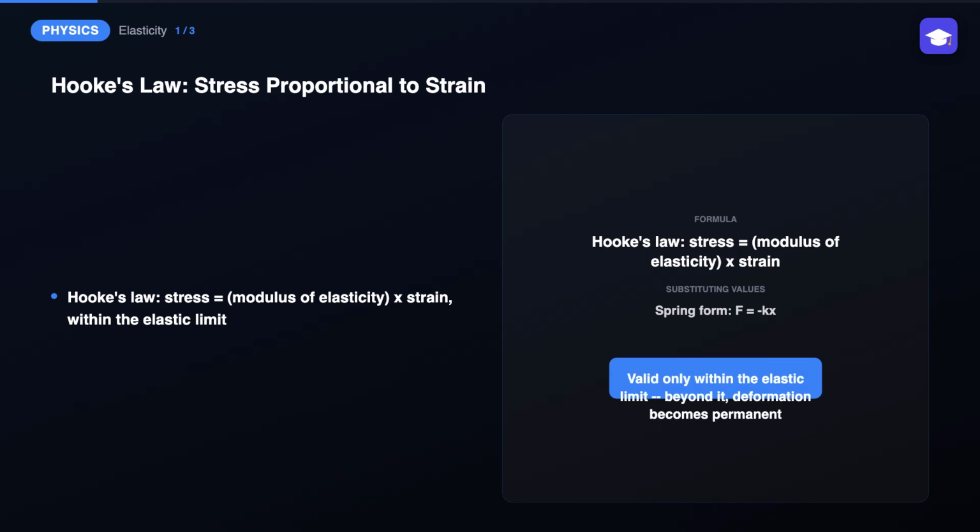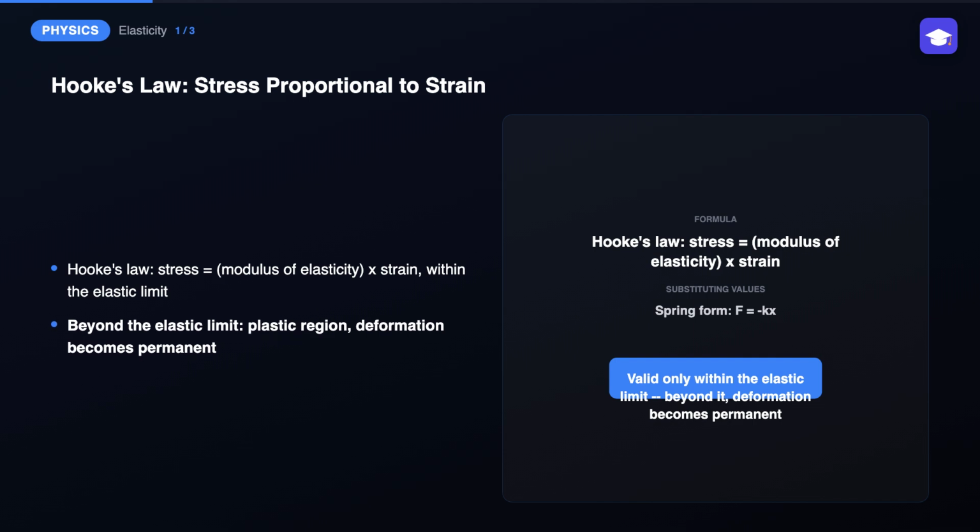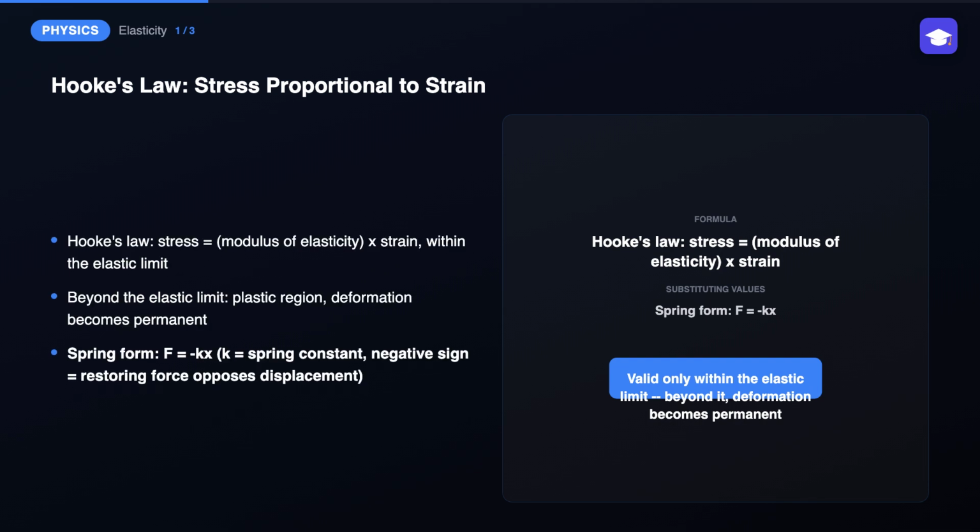Let's begin. Hooke's law states that within a material's elastic limit, stress is directly proportional to strain. Stress equals the modulus of elasticity times strain, where the modulus of elasticity is a fixed constant characterizing a specific material's own inherent stiffness. This linear proportionality holds only up to the elastic limit. Beyond that specific point, the material enters a plastic region where stress and strain no longer relate linearly, and any deformation becomes permanent, irreversible, even after the applied stress is completely removed.